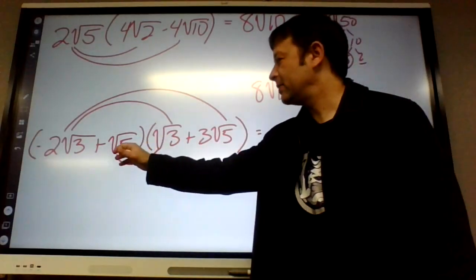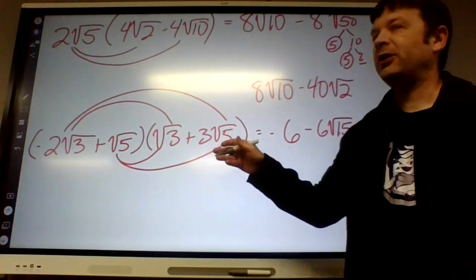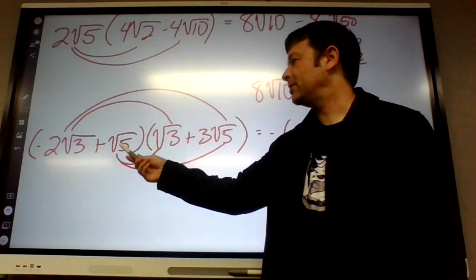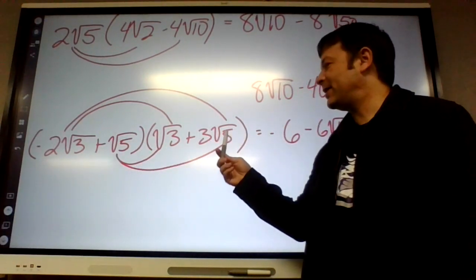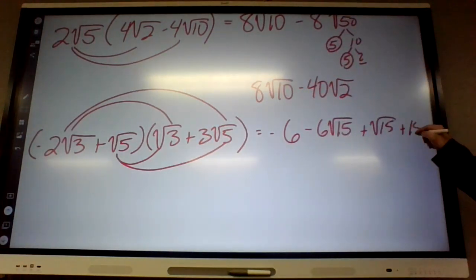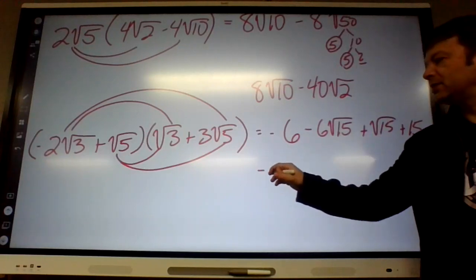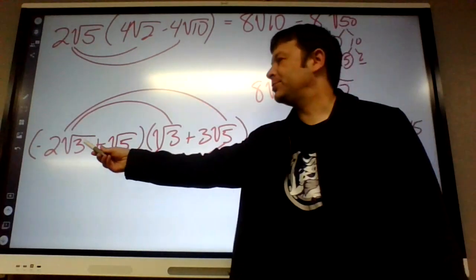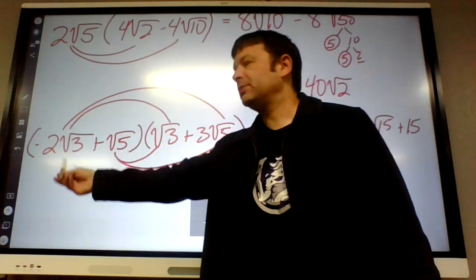And then, what's square root of 5 times square root of 5? That's 5, times 3, 15. Wait, how do you, what, the last time, oh, yeah. On the first, we did square root of 3 times square root of 3 times 2.